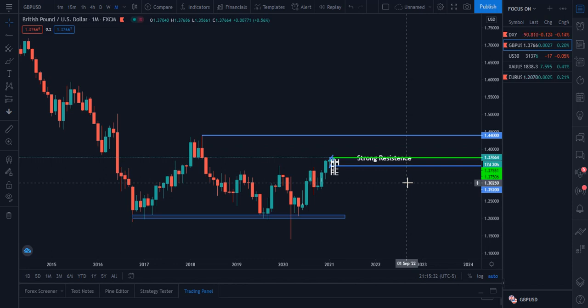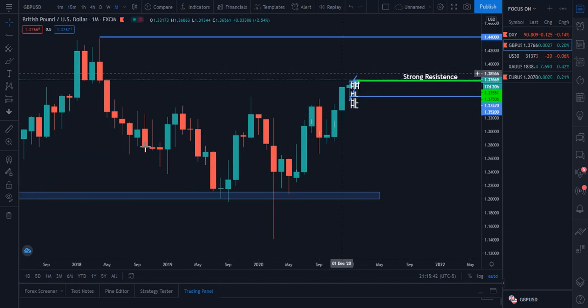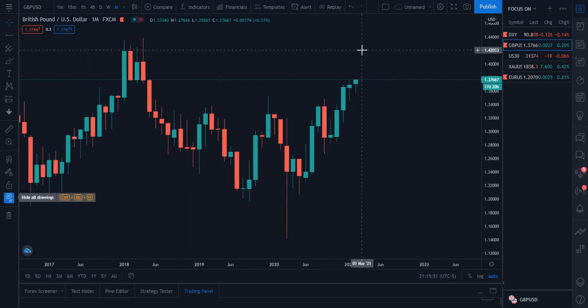It's always whole numbers: 50s, hundreds, thousands, 10,000s, and millions. Now, as you can see here, it's going up and showing the potential to come here. What I even like is, look at this candlestick right here.